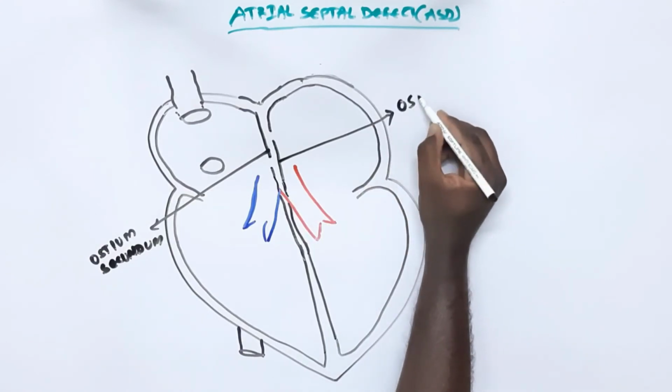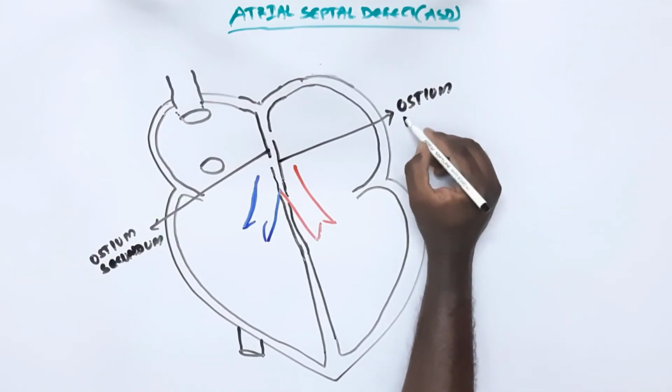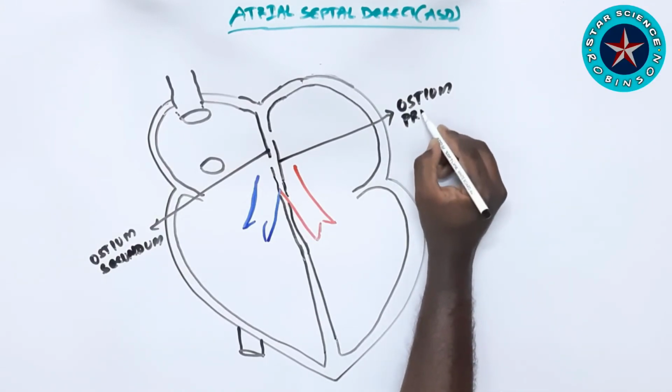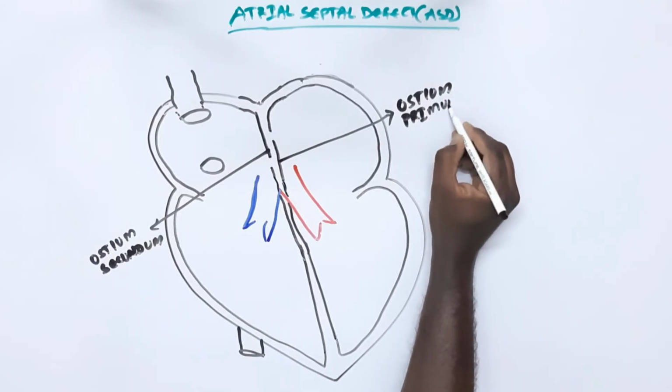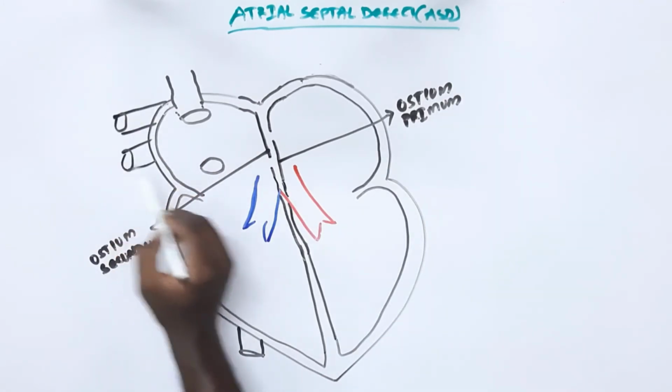So this is ostium secundum, which is the inner part of our right atrium. Now I'm showing you about the ostium primum. It is present as an abnormal opening at the bottom of the atrial septum due to improper development of the septum primum, which is present in the inner part of our left atrium in the atrial septum.